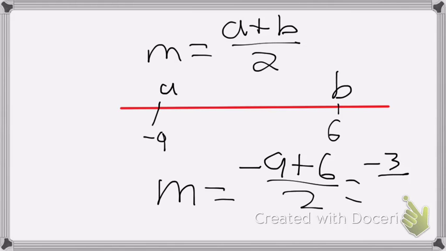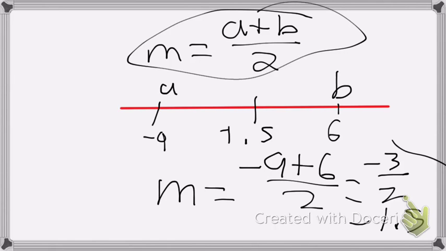That gives us -3 over 2, -1.5. So right there in the middle, -1.5. Don't forget the negative. And that would be how you do number 7. Really, you want to focus on this equation right there. The midpoint is A plus B over 2. So add those two numbers up, divide it by 2, and that will be your midpoint.